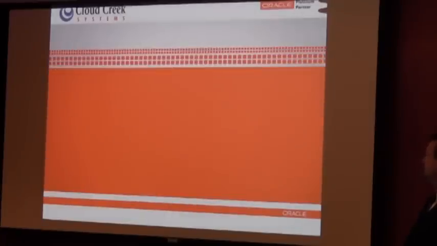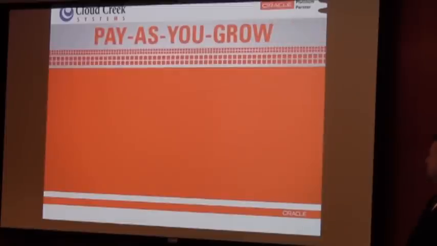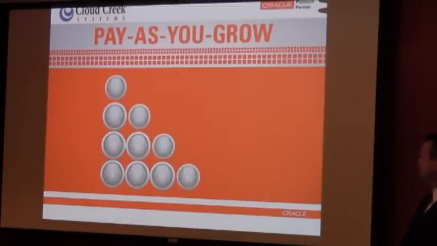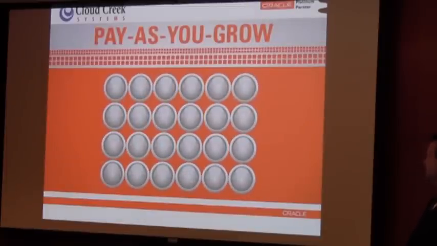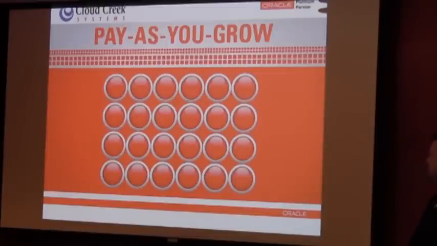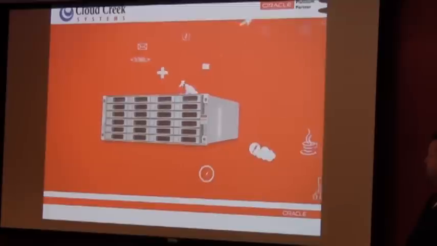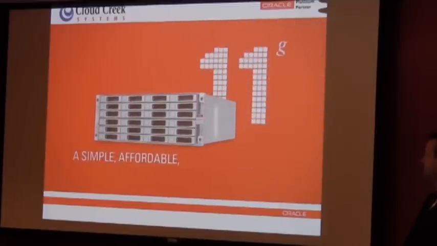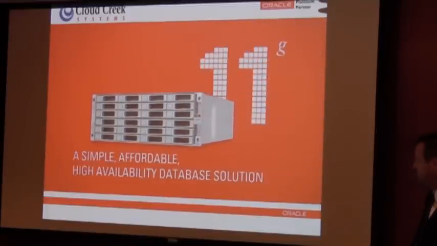Oracle offers a new licensing model for pay-as-you-grow. Even though every Oracle Database Appliance ships with a total of 24 cores, you can start out enabling as few as 2. As your needs grow, you can dynamically turn on additional cores, allowing you to pay for licenses as you need them. Oracle Database Appliance, a simple, affordable, high-availability database solution.